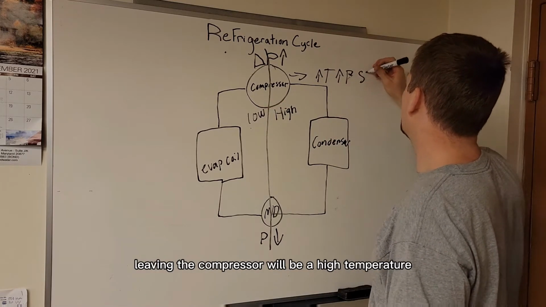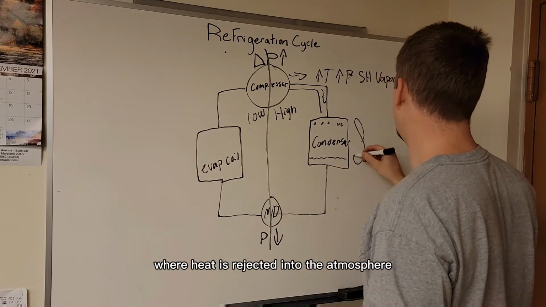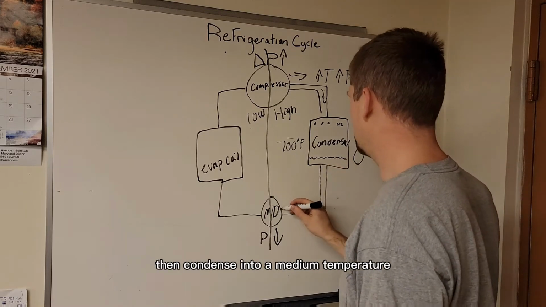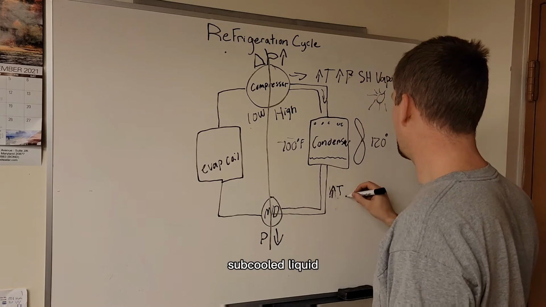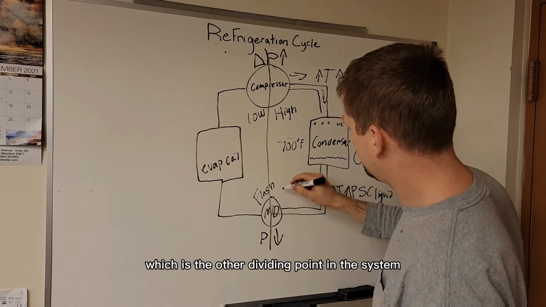Refrigerant leaving the compressor will be a high temperature, high pressure, superheated vapor. The vapor refrigerant will then enter the condenser, where heat is rejected into the atmosphere, causing the vapor refrigerant to then condense into a medium pressure, medium temperature, subcooled liquid. Subcooled liquid will then travel through the liquid line, making its way over to the metering device, which is the other dividing point in the system.